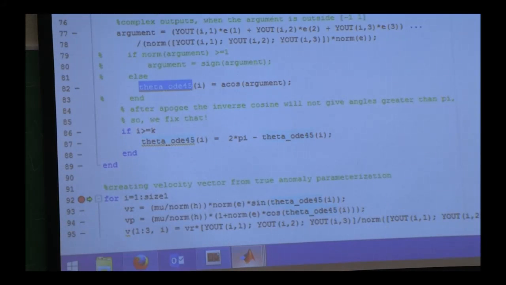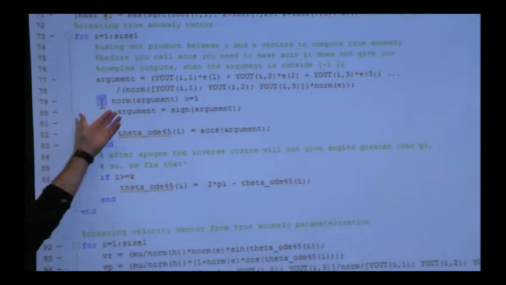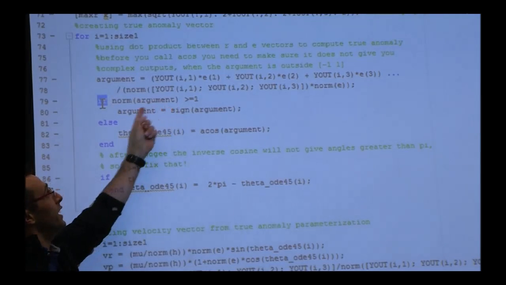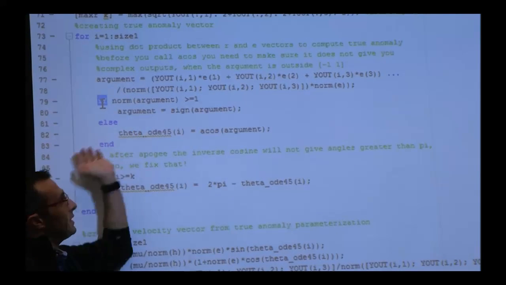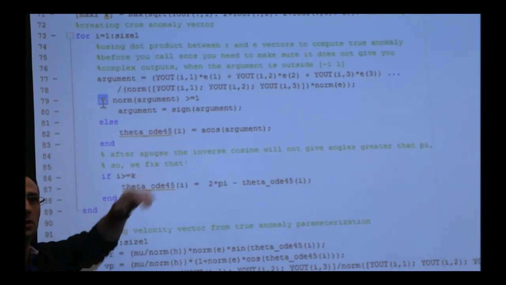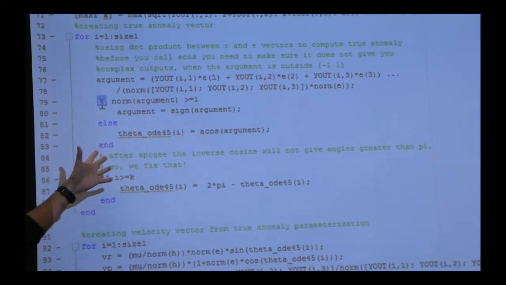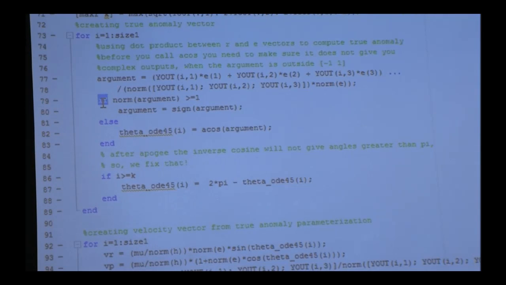So once you know that the function has that problem, you go back and you fix it. I don't know why it does that. I think there is a need in some cases to actually have that kind of output. But here I'm preventing the function from doing that. So I compute the argument of the arc cosine function first, then I check if this is greater or equal to 1. And if it is, I just say argument becomes the sign of itself. So it's 1 or minus 1, no more than that. It cannot go outside that range. And so I know that now using this instruction is going to give me a real angle, not a complex one.